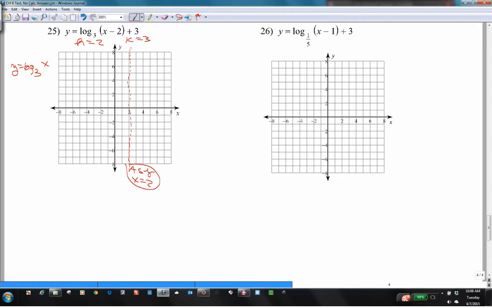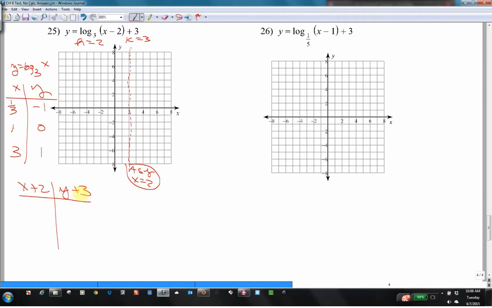And let's get some x and y points. Okay, this time I'm going to pick a y, get an x. So I'm going to pick a y of -1, 0, and 1. So when I put a -1 in there, I've got 3 to the -1. That's 1/3. I've got 3 to the 0 is 1, and I have 3 to the 1 is 3. So let's go ahead and shift those. So what's going to happen is I'm going to have x plus 2, and the y value is going to be y plus 3.